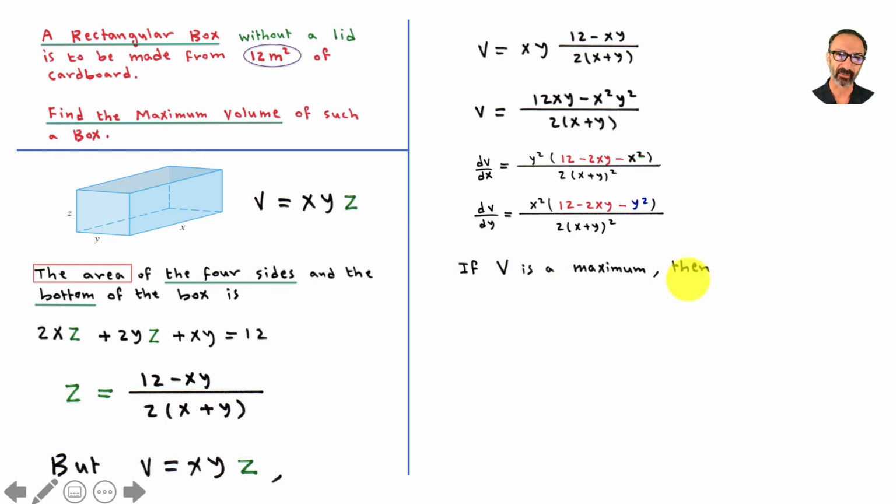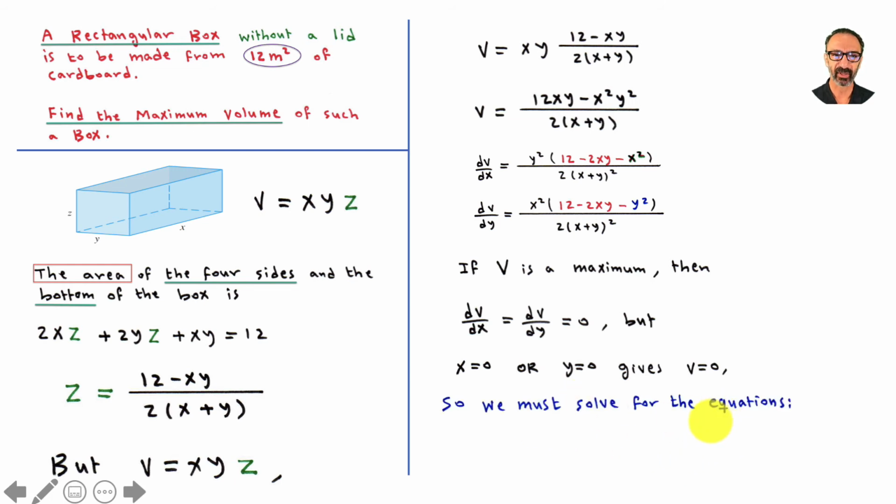If v is a maximum, then dv/dx and dv/dy equal 0. We're looking at critical points, right? But if y is 0 here, or x is 0 here, the whole thing is going to be 0. You go back right here, that will make the derivative 0, of course, critical points. But that doesn't make sense in the problem, because if x is 0, I'm having a box that doesn't have any length. And I'm looking for the maximum volume, so that should be rejected.